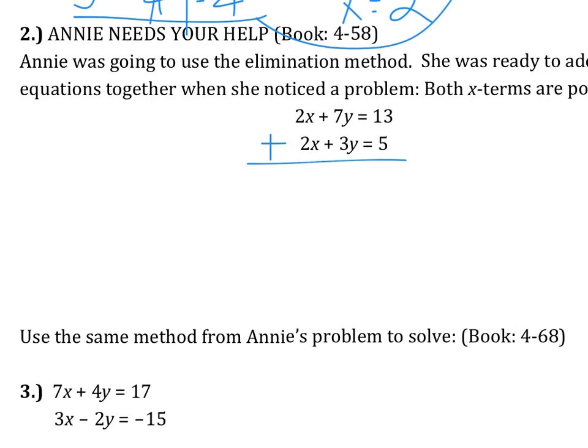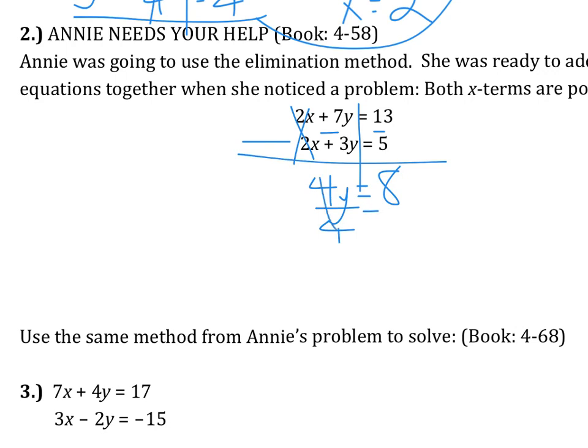What we could do is we could subtract all 3 parts. Now, when you do it this way, you have to make sure you subtract everything. So our x's are going to eliminate. 7y minus a positive 3y is 4y. And then 13 minus 5 will give us 8. And then we can divide both sides by 4 to get y equals 2. The other way that you could think about this is multiplying one of these, it doesn't matter which one of these equations here, by a negative 1, and then adding them together. You would get the same result.